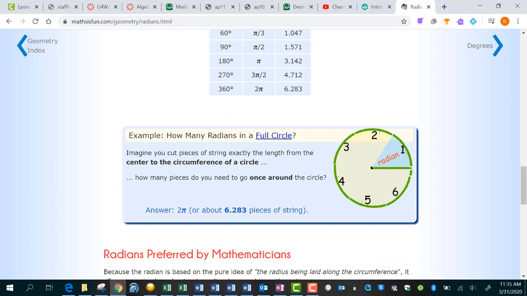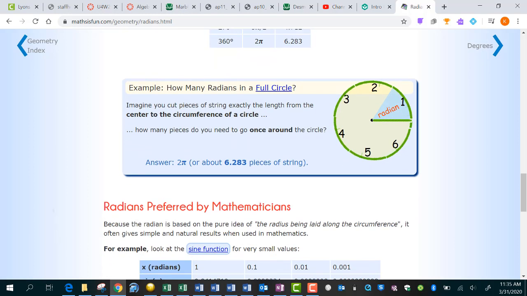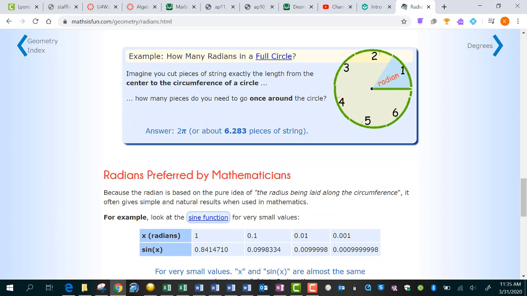So here again, it talks about how many radians in a full circle, and there are 2 pi. And then lastly, it just says radians preferred by mathematicians. So our system of degrees was actually made up by humans, whereas radians is used a little bit more, what's the word I'm looking for? All over the place. So radians is going to be the preferred method because more people understand radians versus degrees. And it says because the radian is based on the pure idea of the radius being laid along the circumference, it often gives simple and natural results when used in mathematics.